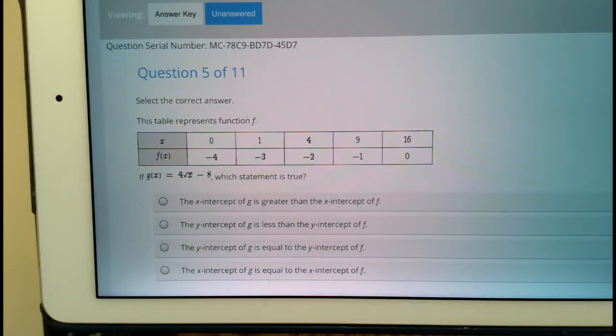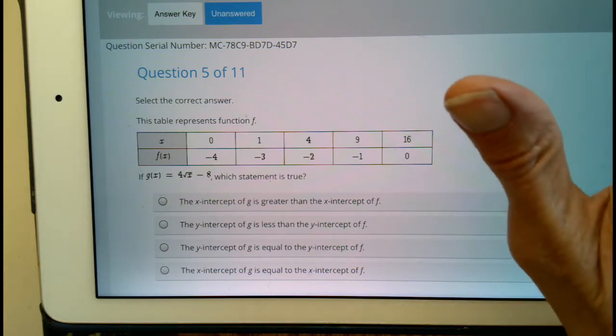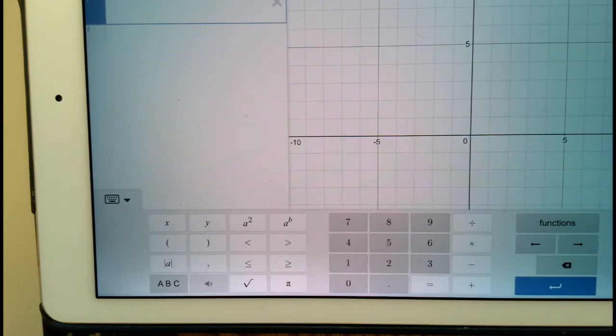The table represents function f. If g of x equals 4 times the square root of x minus 8, which statement is true? As we read through the answers here, we're dealing with x-intercepts and y-intercepts. So what I'm going to recommend is that we go over to Desmos and we type these two functions in.